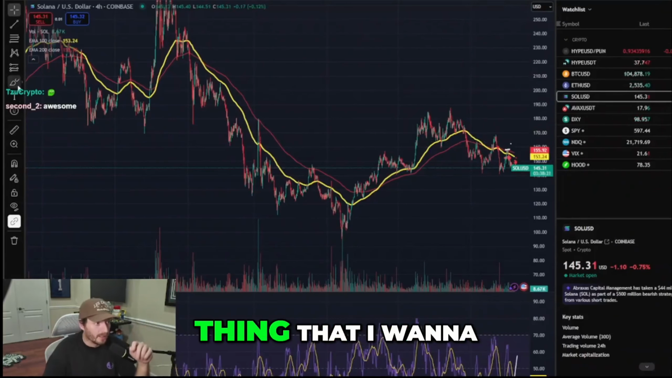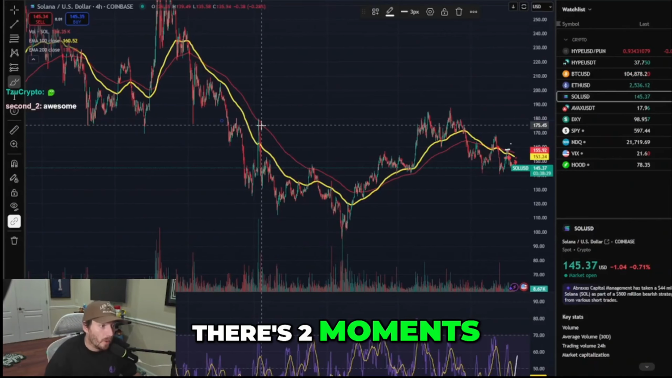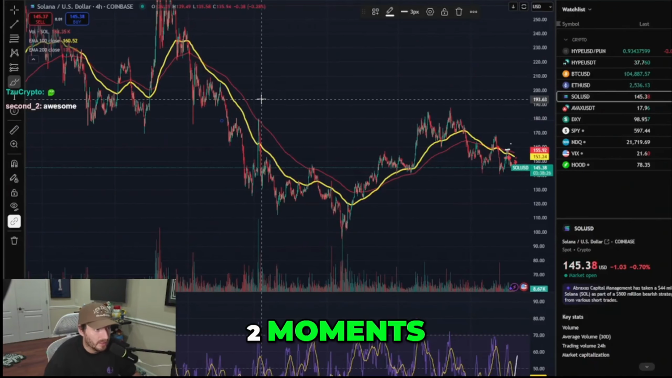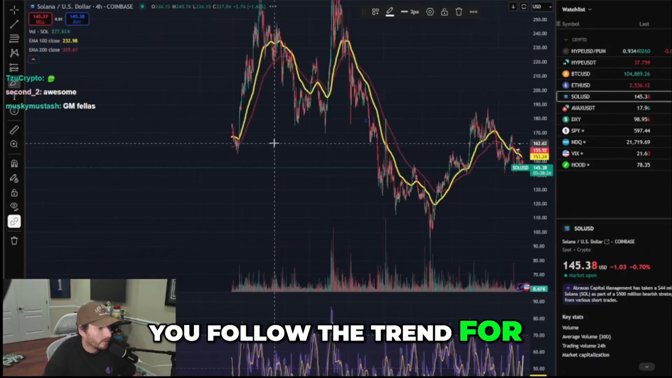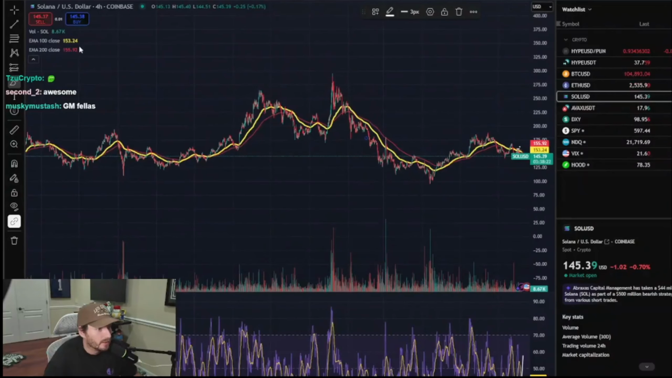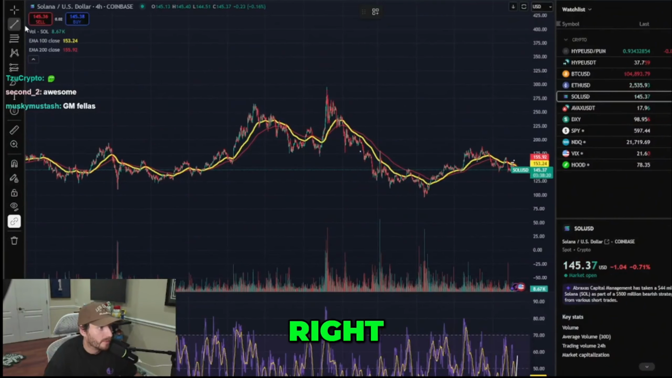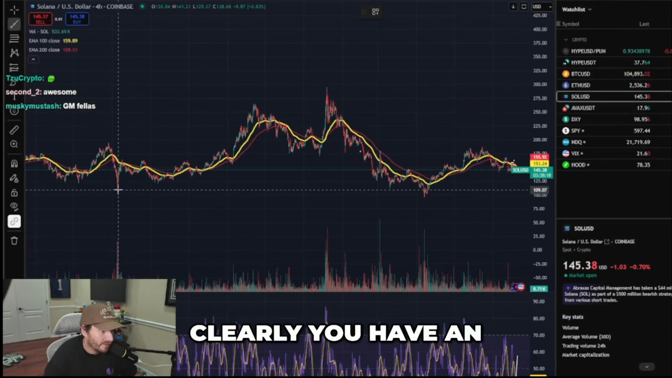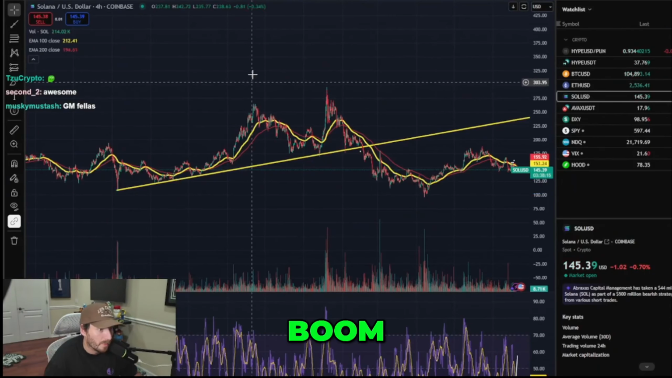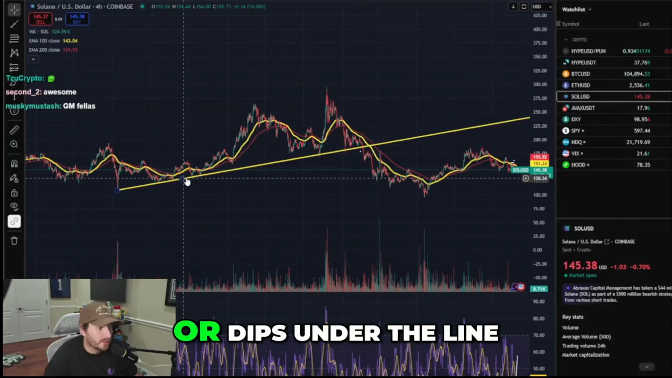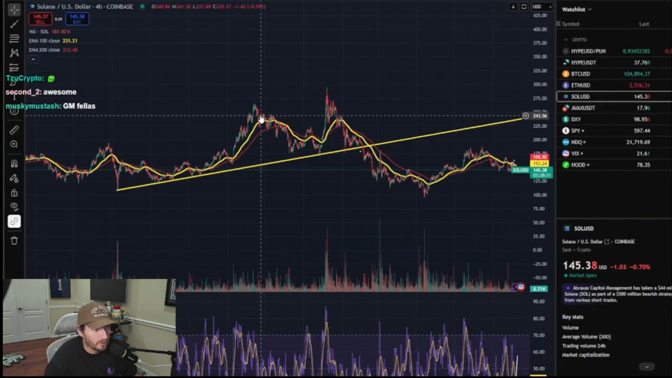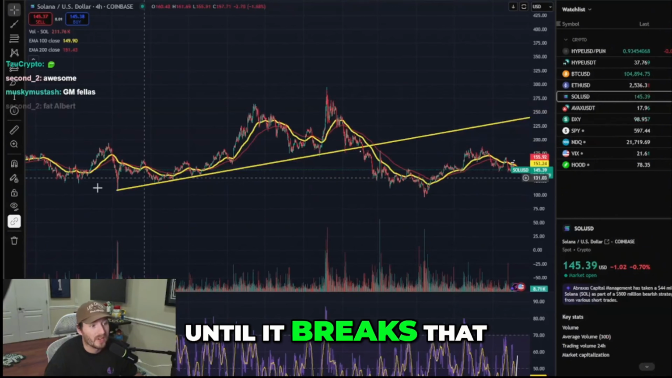So there's one other thing that I want to talk about. There's two moments that you follow the trend for, right? So in this case, clearly you have an uptrend, right? Clearly you have an uptrend here. Boom. Every time it touches or dips under the line, you go long until it breaks that trend line.